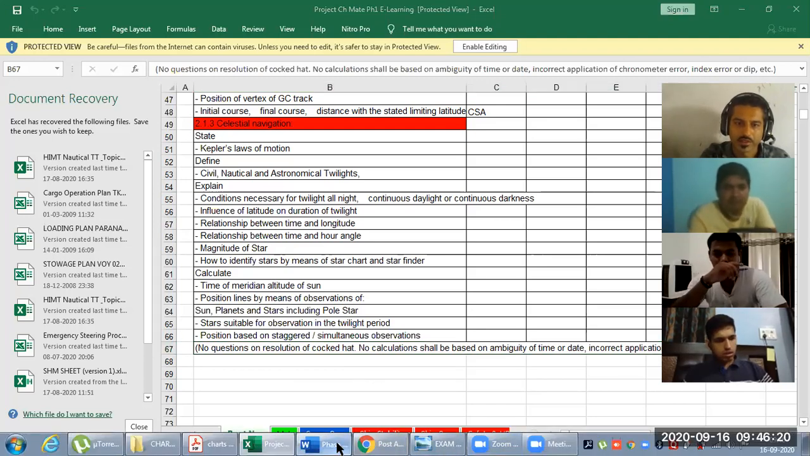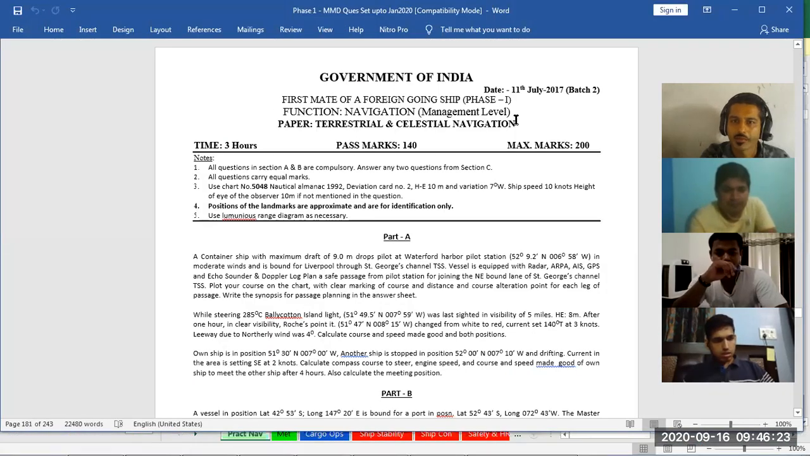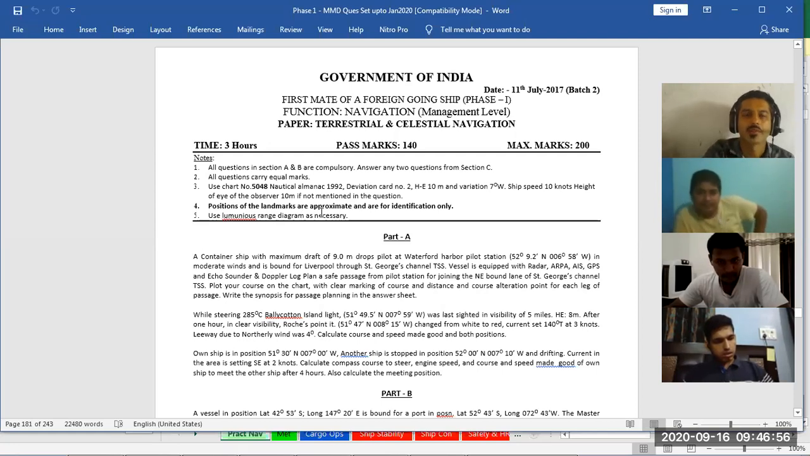Now let's see the sample paper. So this is the paper of 11 July 2017, Phase 1, terrestrial and celestial navigation. So chart number is given, rest all things are same. You have to use chart number 5048, Almanac 1992, deviation card number 2. Height of eye of observer is 10 meters, variation is 7 degrees west, speed of ship is 10 knots. So the luminous range diagram graph will be given to you in the exam paper. These deviation cards will also be given to you in the exam.